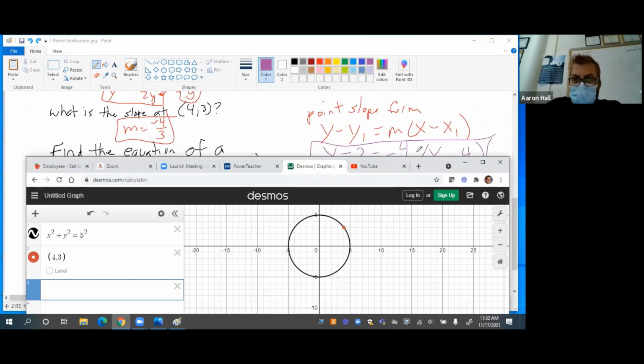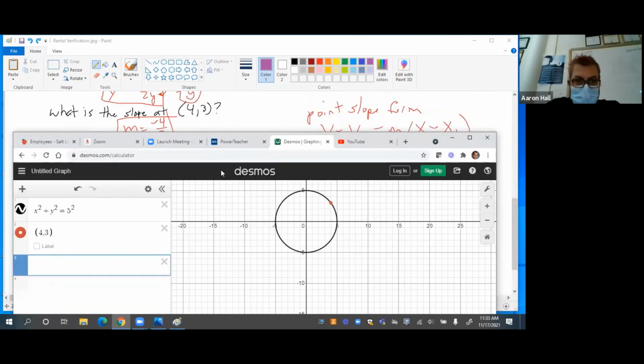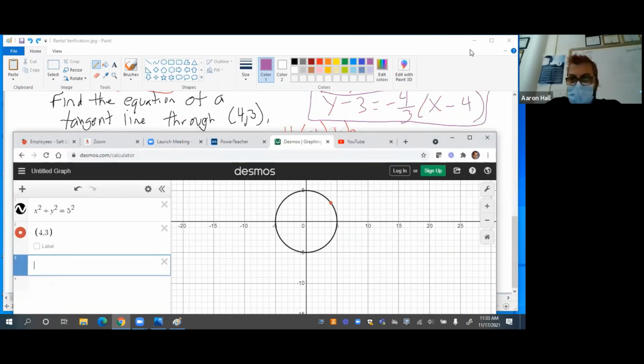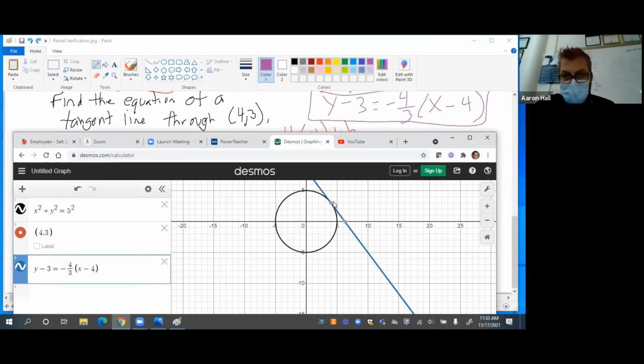What, should we just use Thomas's? Since I can't seem to scroll down any further, I'll just use Thomas's. Move Mr. Hall over here. y minus 3 equals negative 4/3 times x minus 4. How did we do? Yeah. Nice. Cool. We've had that.